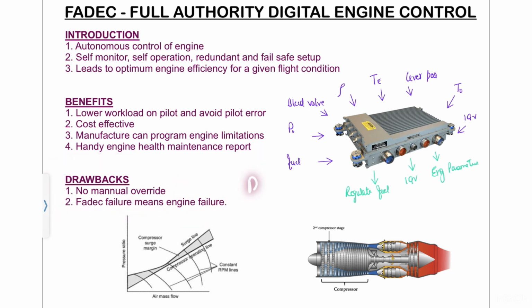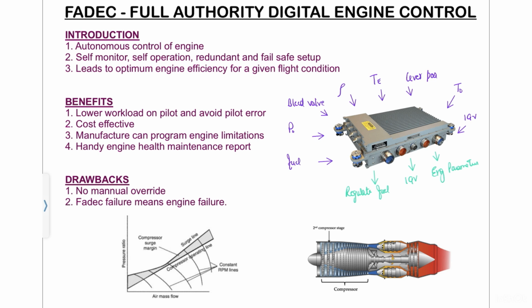The previous version, which is also known as DECU, Digital Engine Control Unit, or ECU, had a manual fuel control lever, MFCL kind of thing, with which the fuel could be controlled in case of FADEC failure. But now the newer version of the FADEC is completely autonomous and there is no manual intervention. Once the FADEC fails, there is no control over the engine.